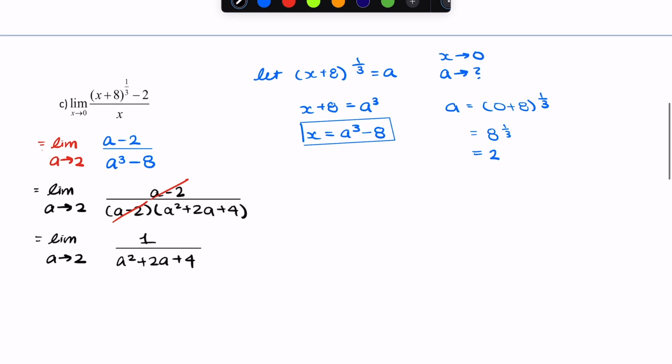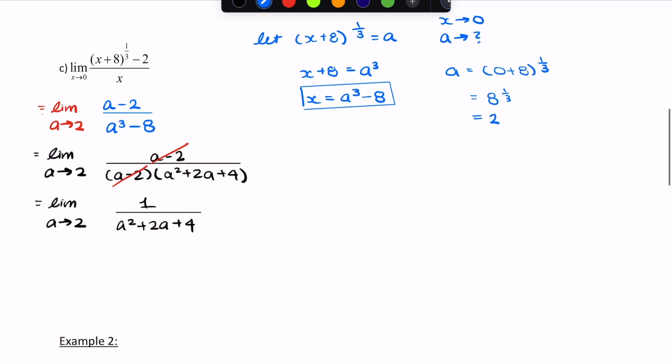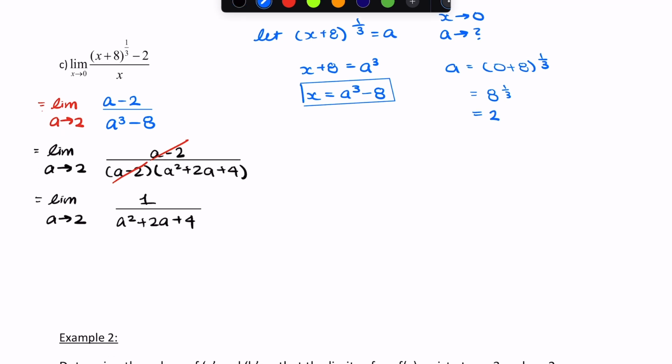And now we can simply sub a is equal to 2 into our equation. So here we will get 1 over 2 squared plus 2 times 2 plus 4, which is equal to 1 over 12. And remember, that would be a finite limit.